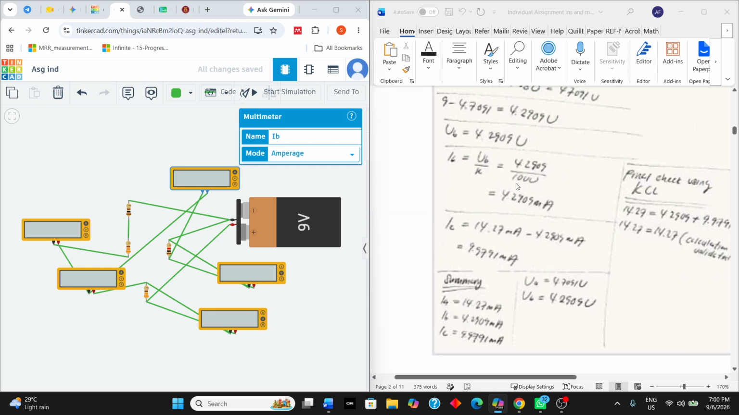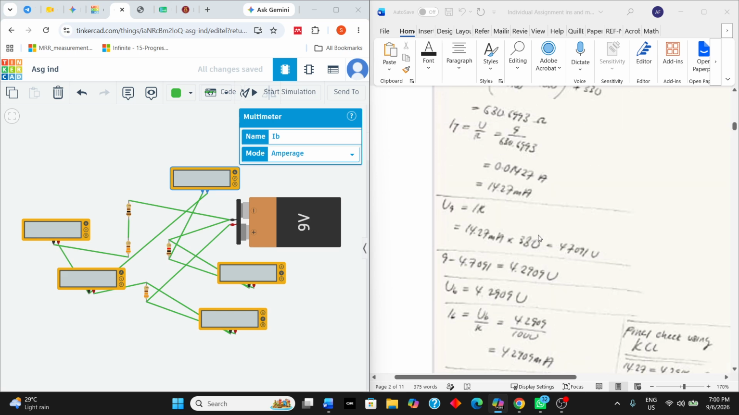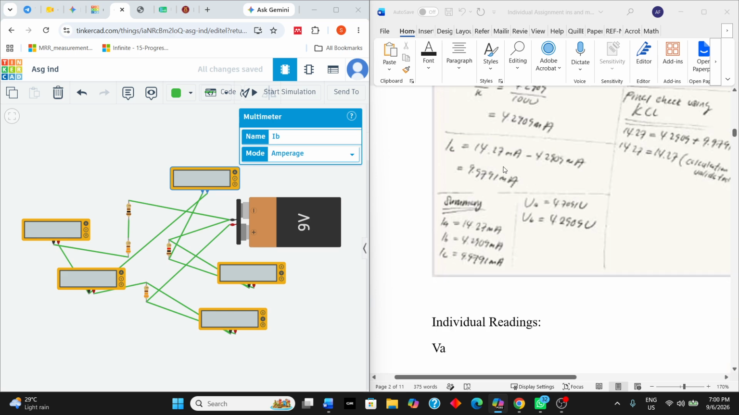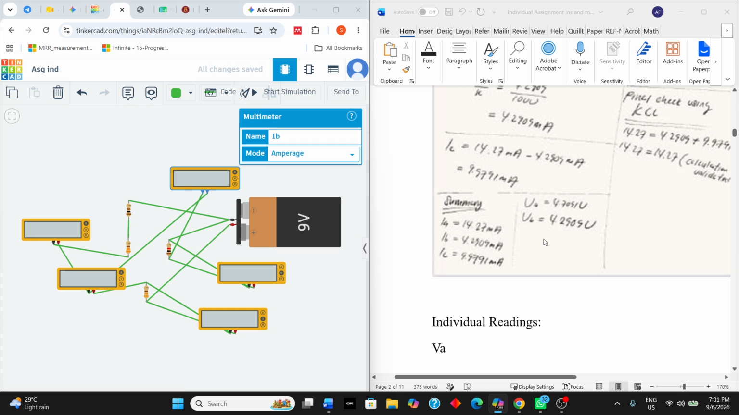After that, we use Ohm's law again to find the B current, and we have around 4.2709 milliamperes. For IC, we're using Kirchhoff's current law, which states that every current going in must equal every current going out. So we have 14.27, which is the total current, minus the B current, which is 4.29, and we have 9.9791 milliamperes, which is the current for C. And this is a summary of the answers.